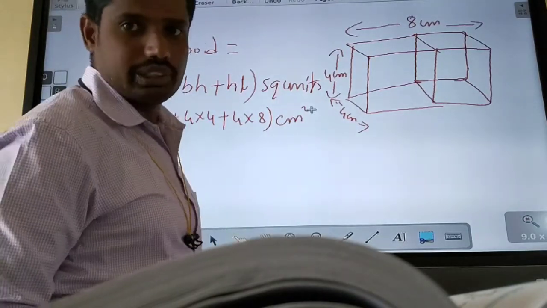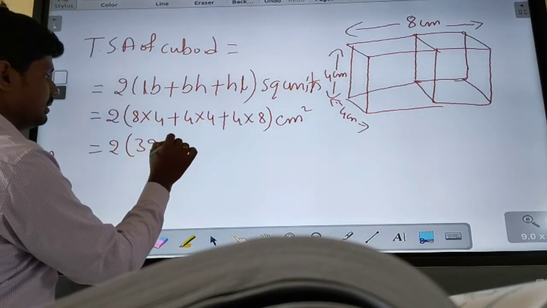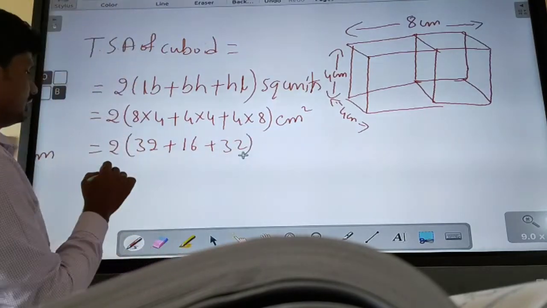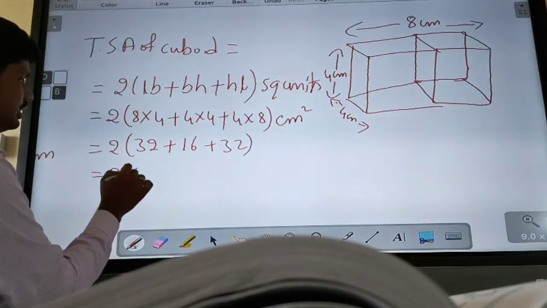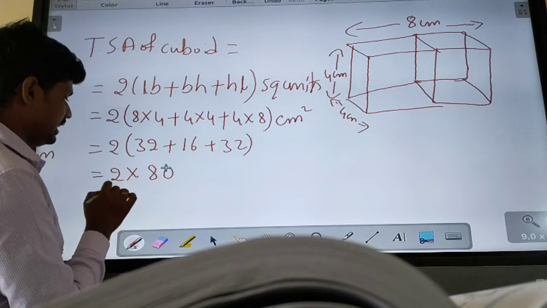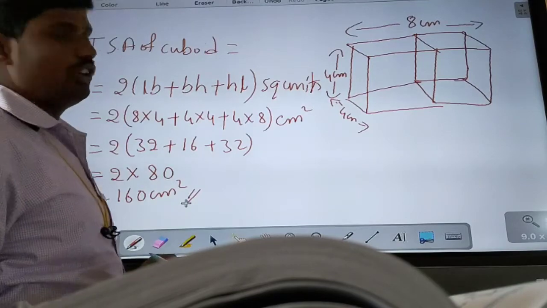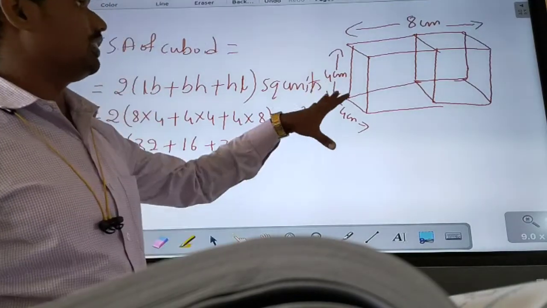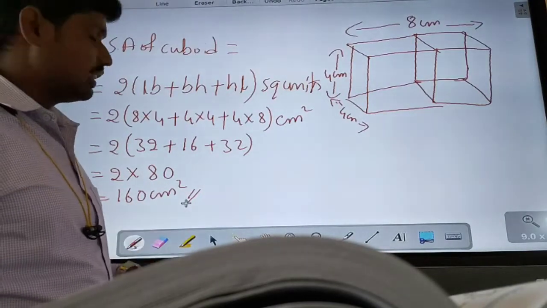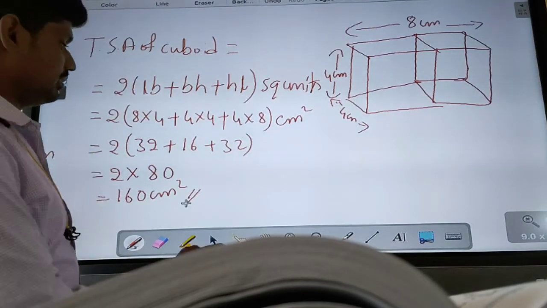Now simplify, students. First inside the bracket, 2 write as it is. 8 into 4 is 32, plus 4 into 4 is 16, plus 8 into 4 is 32. Now first solve inside the bracket: 32 plus 32 is 64, 64 plus 16 is 80. Now 2 into 80 is 160. Therefore the surface area of the given cuboid is equal to 160 cm². Any doubt regarding this one, children? The surface area of the given figure is 160 cm², children. Any doubt?